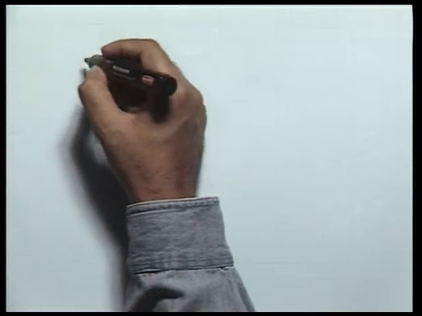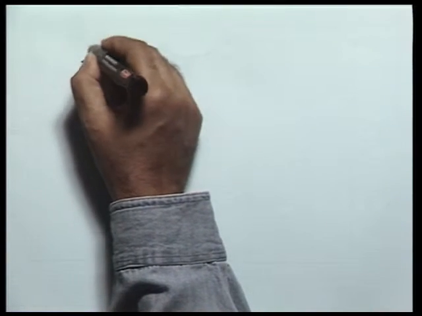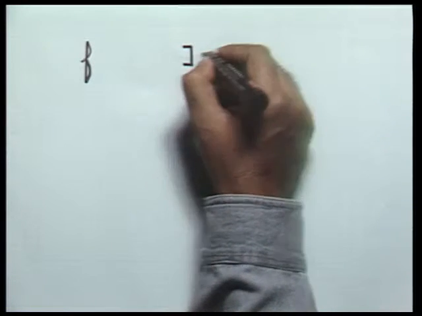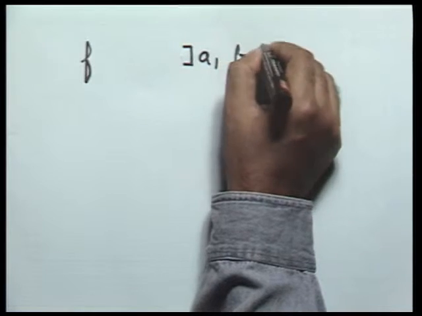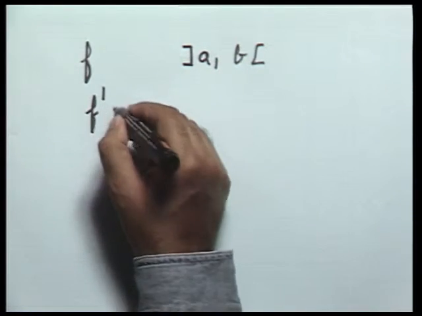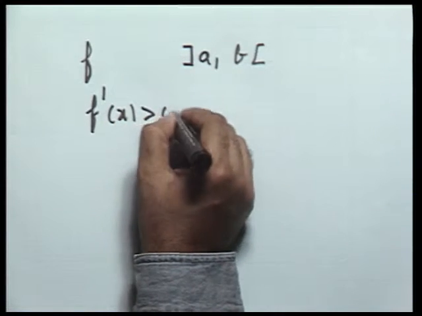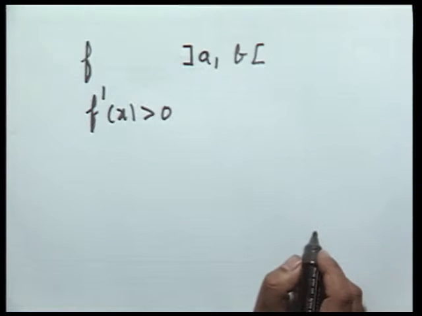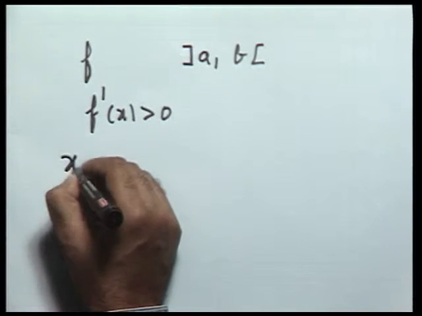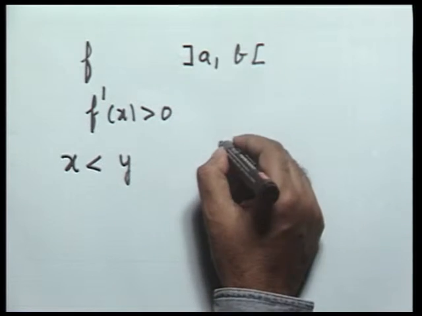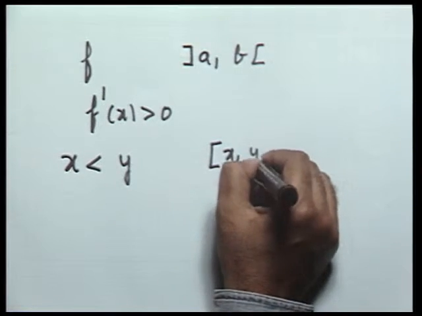Well, suppose I have a function f defined on this open interval a, b, and suppose the derivative is strictly positive in this interval. I have to prove this is a strictly increasing function. Once again, take any x and y in the interval a, b with x less than y. Look at the closed interval x, y.